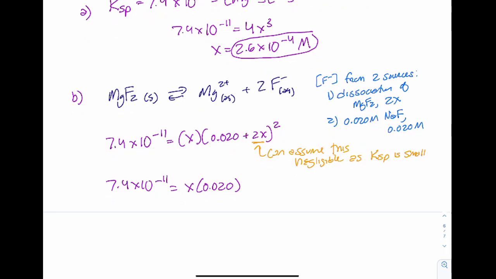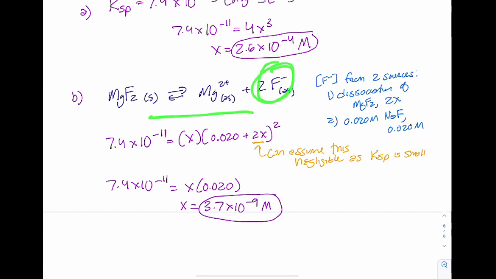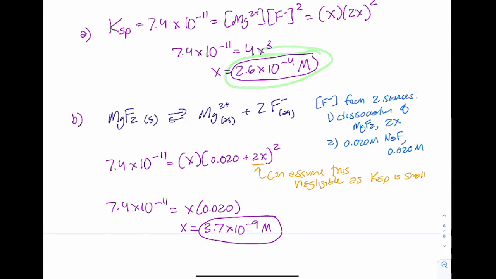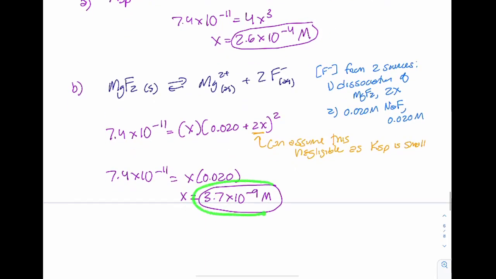So grabbing my calculator here. I get that my solubility is 3.7 times 10 to the negative 9th molar. And then remember, adding that common ion, we're expecting our solubility to decrease. Le Chatelier's principle, adding a product is going to shift my reaction towards reactants. That reactant is my solid. So my solubility, which is what we're solving for, should be smaller, and it is. Without the common ion, I had 2.6 times 10 to the negative 4th. With that common ion, 3.7 times 10 to the negative 9th.